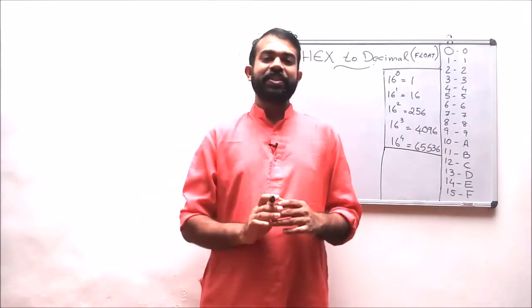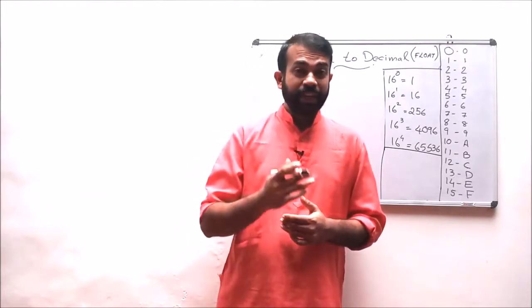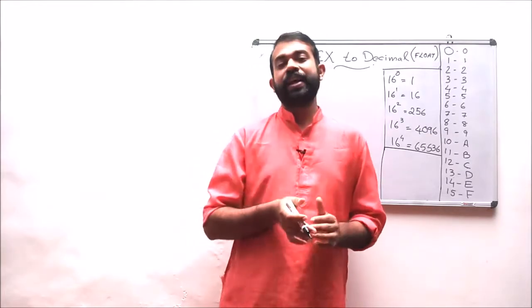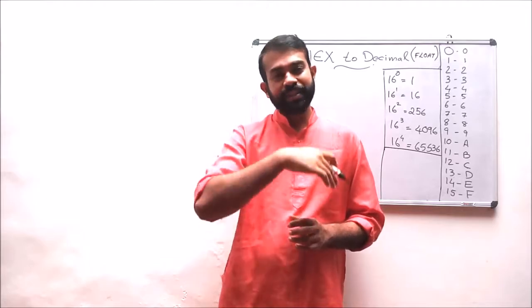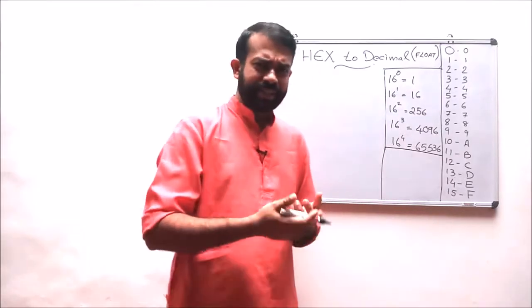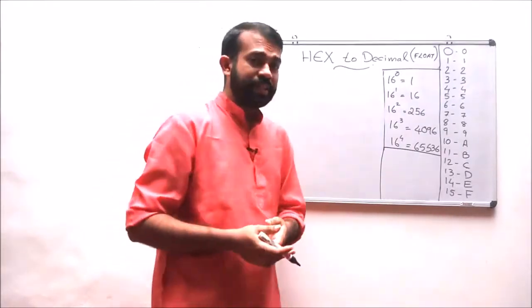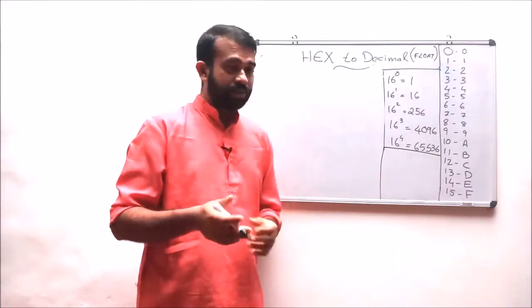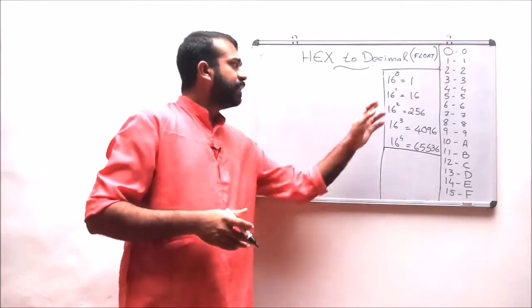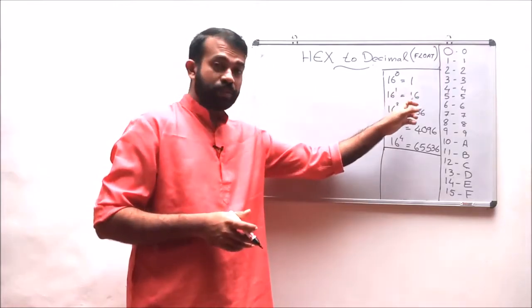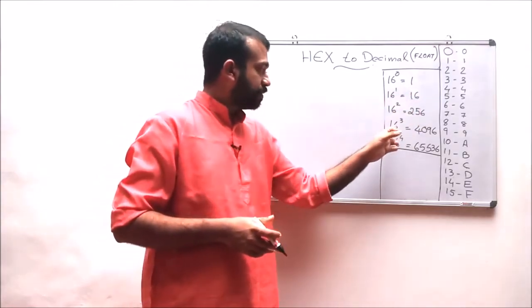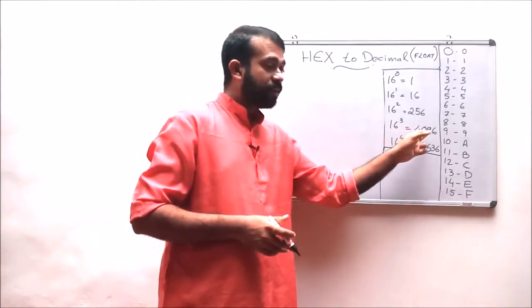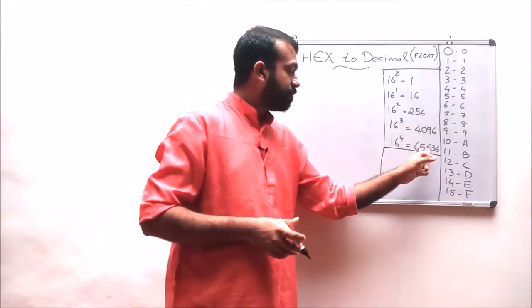In this lecture, we are discussing how to convert a floating point or fractional hexadecimal number into its decimal equivalent. For that, let us consider some examples. Before going to the example, let us consider the power values of 16. In the previous lecture also, we had discussed the power values of 16. 16 raised to 0 is 1, 16 raised to 1 is 16, 16 squared is 256, 16 cubed is 4096, 16 raised to 4 is 65536.